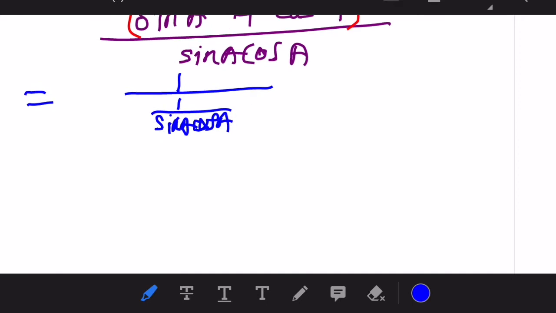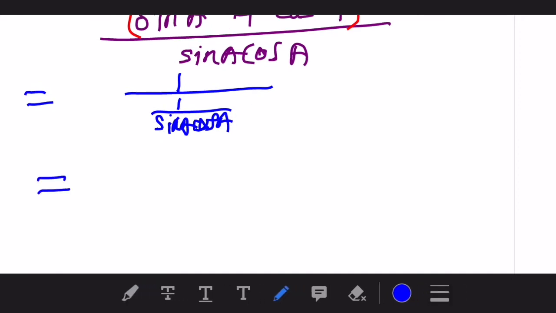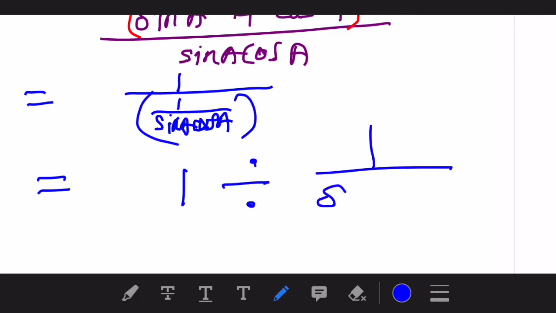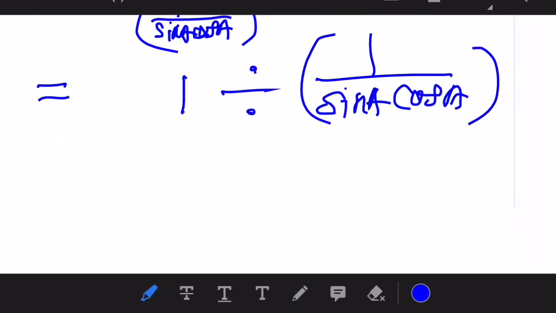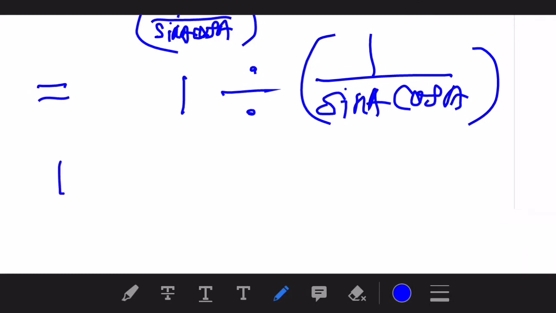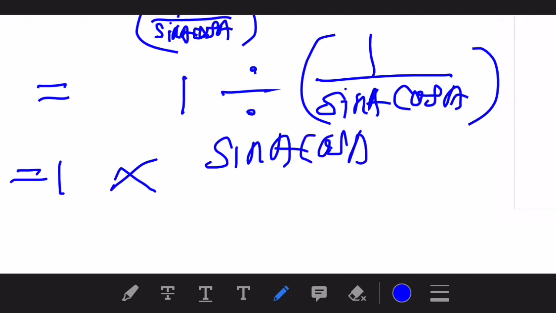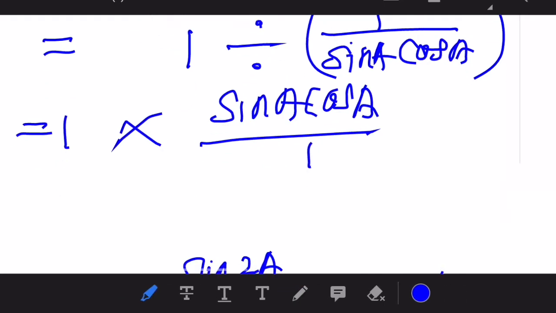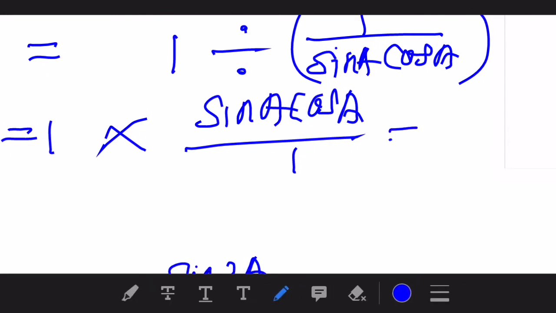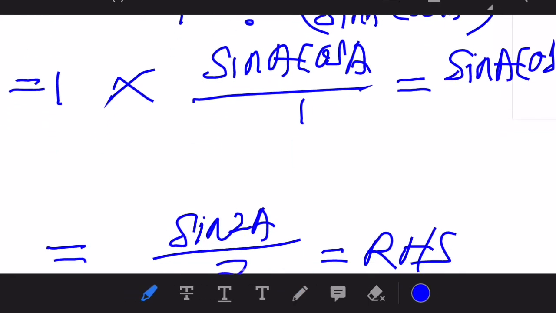So you see now I'm having something like this, 1 divided by this whole thing, 1 over sine A times the cos A, right? So when you divide, you have to make it multiply, right? So it becomes 1 multiplied by sine A cos A over 1, right? So let's say you actually stop here. You are not sure how to do. So don't worry if you don't know how to do. You see you have this formula, right?